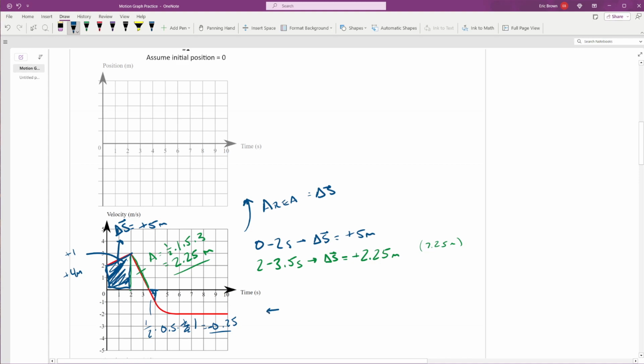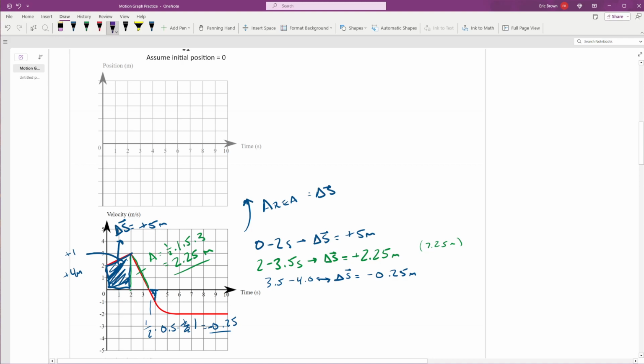And so before I was moving forwards, I went forwards 5 meters and then another 2 meters or so. Well, now I have negative velocity, so I'm moving backwards. So my change in displacement is negative because I'm moving backwards now. And it's just this much. It's not very much at all. You could probably get away with not worrying about this too much because this section's so small, but just to be thorough, we'll add it in. Negative 0.25 meters for that little half a second there.